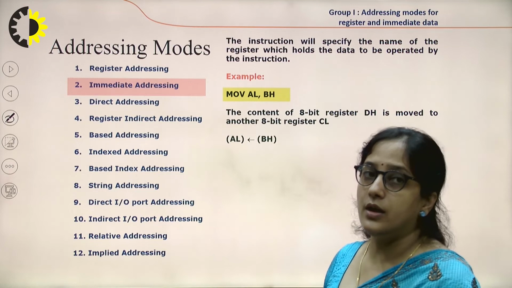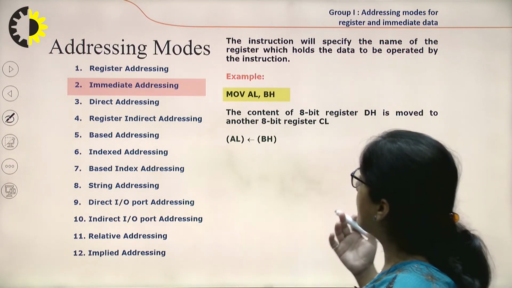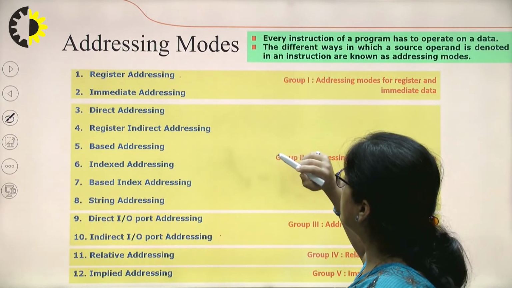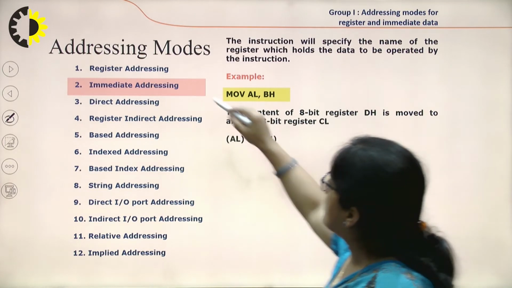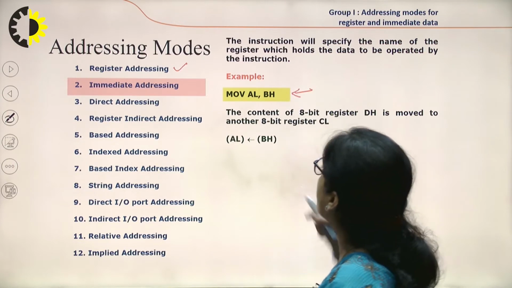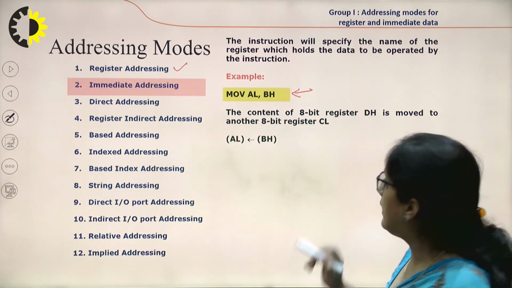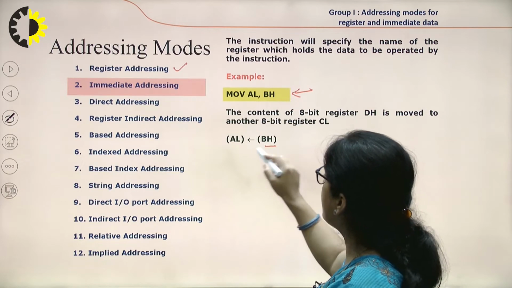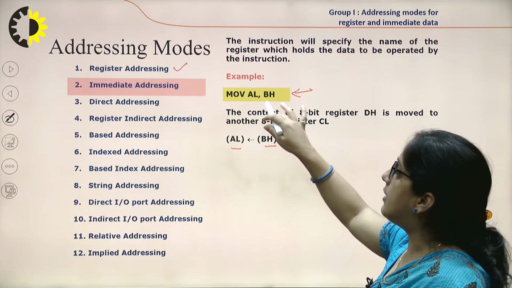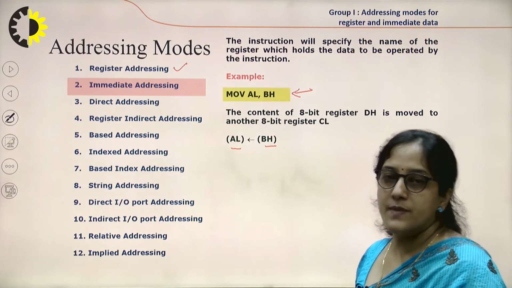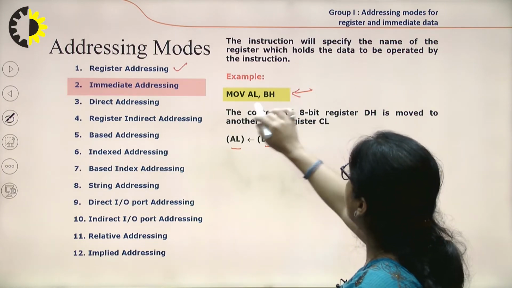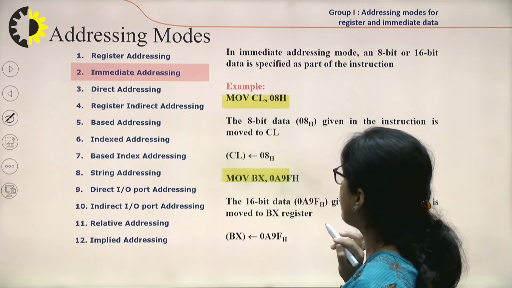So first of all is the register addressing. In case of register addressing, we are specifying MOV AL, BH as one example. Here, the content of the BH register is stored in the AL register. So, we are specifying here only the register names. We are not specifying the data in this instruction. And here we can have an 8-bit transfer of data. We can have a 16-bit transfer also.